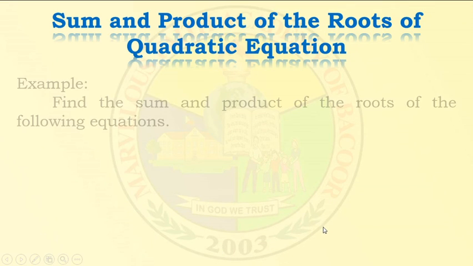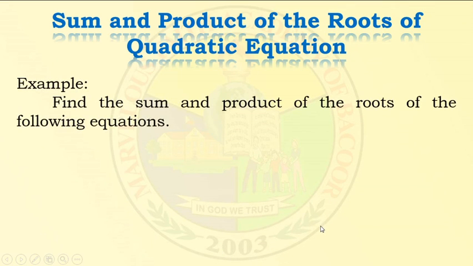Okay, so let's have example number 1. Find the sum and product of the roots of the following equations. Hahanapin natin yung sum and product of the following equation. For equation number 1, we have x squared plus 2x minus 8 equals 0. Una muna, kinakailangan nyong i-determine kung siya ba ay nasa standard form. Yung standard form natin ay ax squared plus bx plus c equals 0.